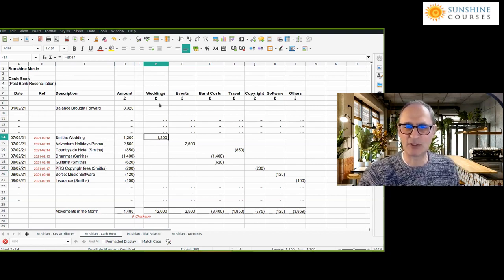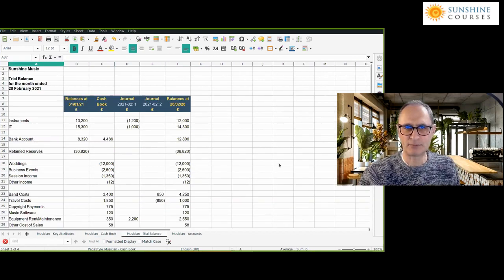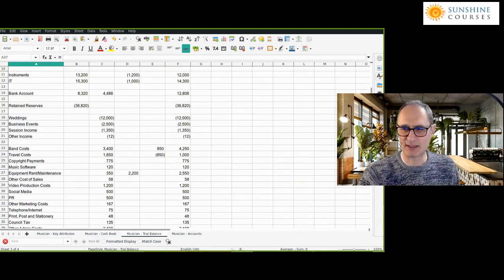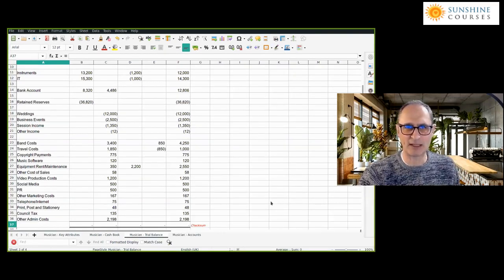The categories that we've analysed are weddings, events, band costs, travel, copyright. We've done our bank reconciliation. I haven't shown this because we've already seen this. This flows through to the trial balance, and I've pre-done this trial balance. Again, just make sure the checksum goes back to 0. Good, I'm very happy with that.